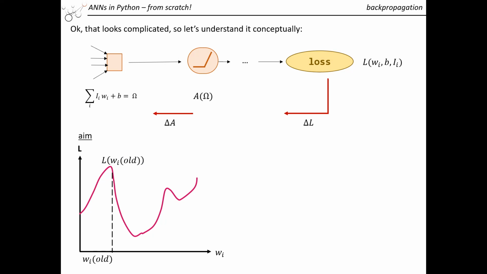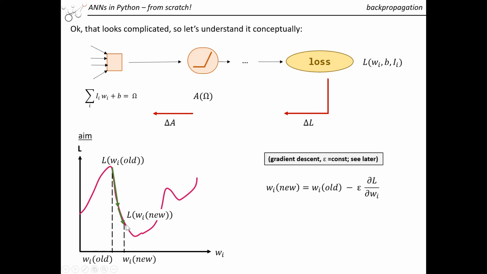So we have to decrease the value. So we have to find a new weight, which gives us a smaller value for the loss function. So we have to kind of follow the gradient or the slope of the loss function. So we have to follow the descent of the gradient, and that's why it's called gradient descent. And the equation is actually pretty simple.